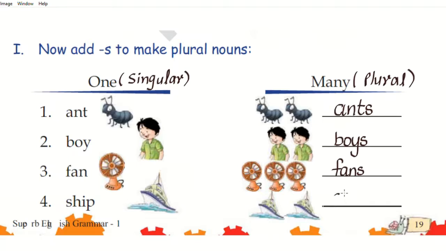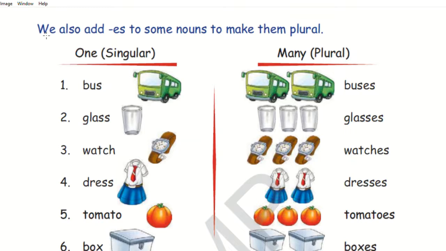One singular ship. Many plural ships. How will we write? We will add s to the ship to make plural of it, that is ships. So children, you have seen we added s to make plural. Now let's read it. We also add es to some nouns to make them plural. Let us read some examples.